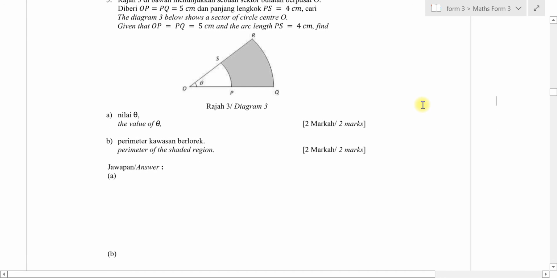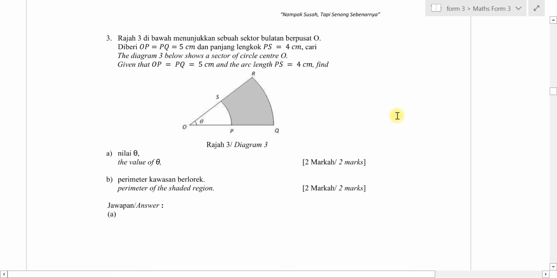Let us continue with question number 3. Okay, we go a little bit fast. We have a sector here with the center O. OP is equal to PQ. OP and PQ are the same length, that is 5 cm. So if you want to consider the small sector, 5 centimeter is the radius. If you want to consider the big sector, that means ORQ, it will be 10 centimeter as your radius.